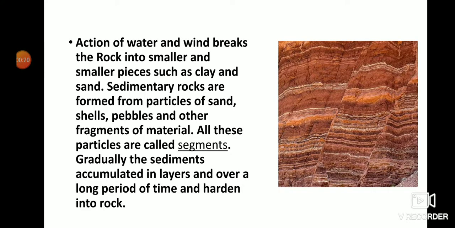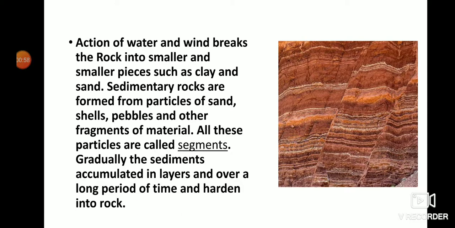The lines are written from the book. Action of water and wind breaks the rock into smaller and smaller pieces such as clay and sand. In chapter Soil Erosion and Conservation, you learned about what is weathering, how soil is formed, and what are the agents responsible for formation of soil and breaking the rocks into smaller pieces. So wind and water, about these two you learned.